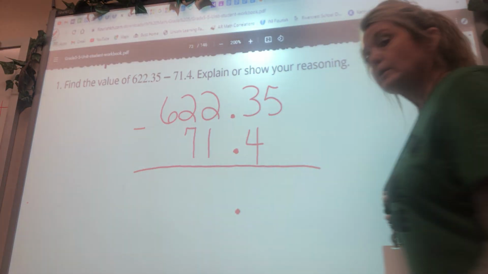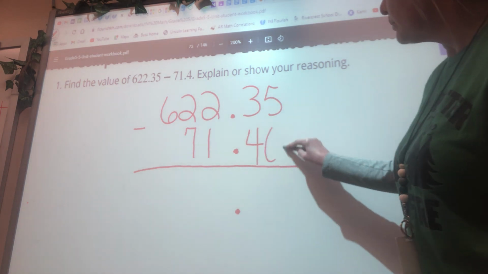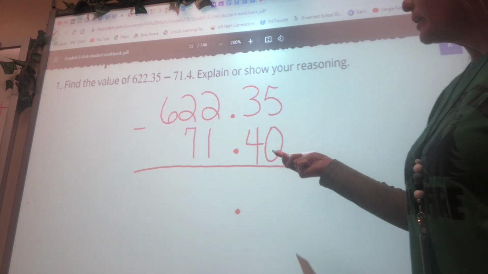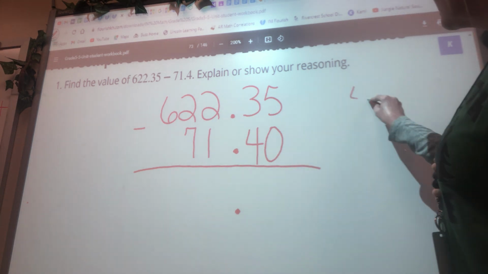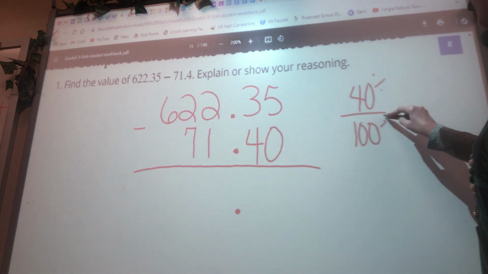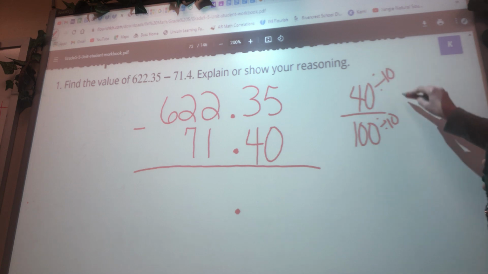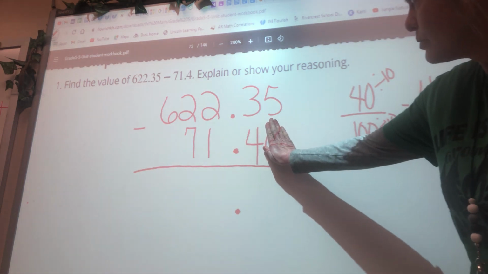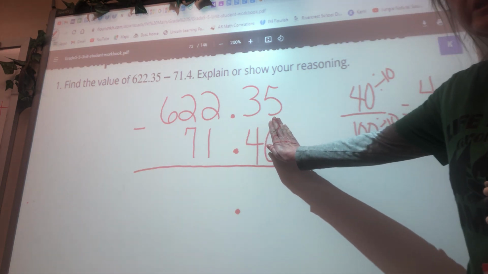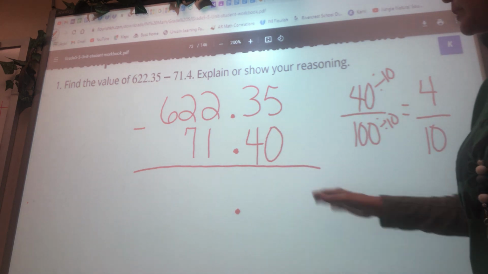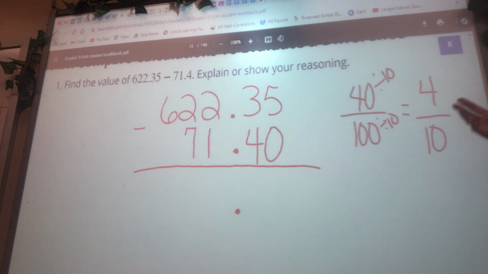Now remember, if it helps you, if you need to put a 0 there, that's fine. If you read it now, it would be 71 and 40 hundredths. If we divided each of those by 10 to simplify, we would have 4 tenths. And so if we don't have that 0 there, how would we say it? We would say 4 tenths. So that makes sense, doesn't it? That 40 hundredths is the same as 4 tenths. It's just been simplified.